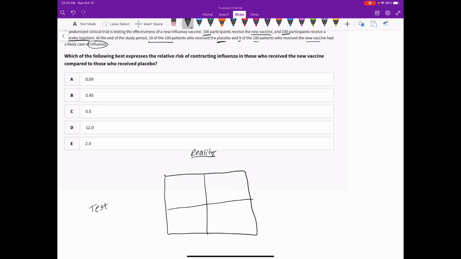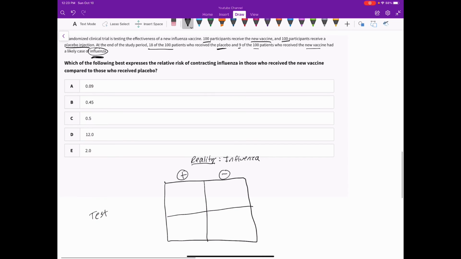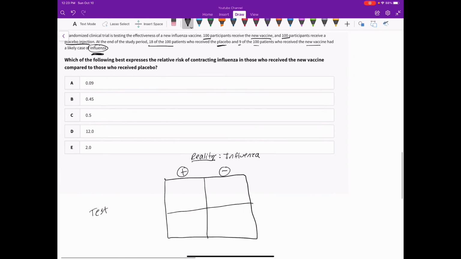All right, so what's the reality? Well, the reality said back in the study, vaccine, no. Placebo, no. No. Oh, influenza. Okay, so the reality is going to be influenza. And it's going to be whether you had it or you didn't have it, right? Positive or negative.